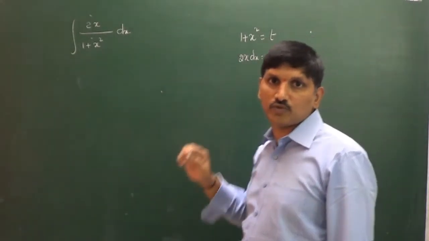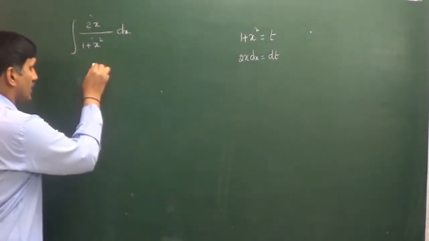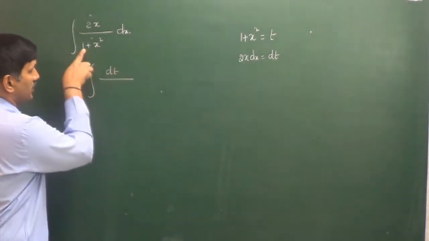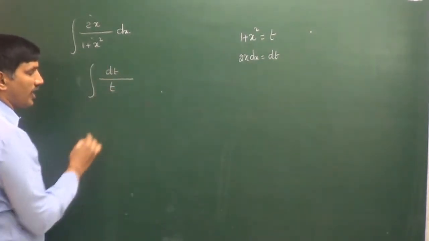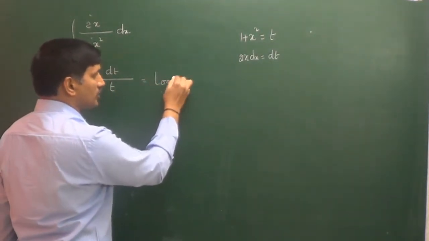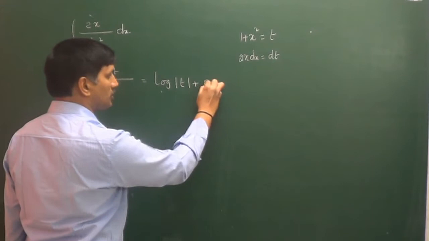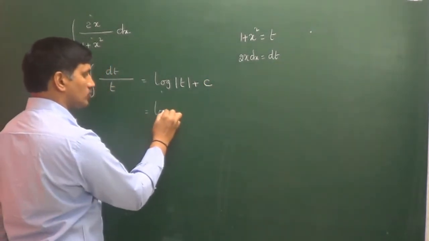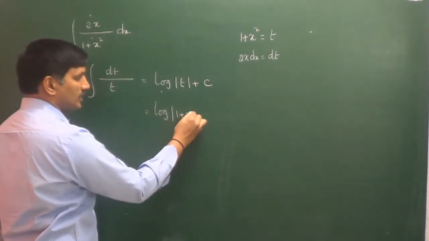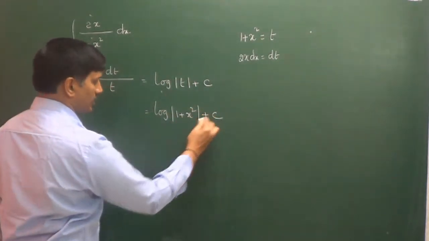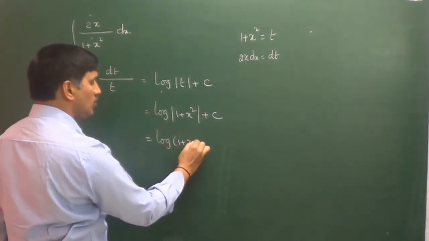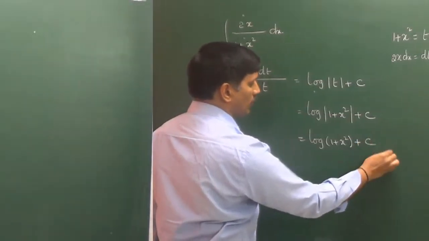Now because of this substitution, the question changes to the integration of dt divided by t, since in place of 1 plus x square we write t. Integration of dt by t is equal to log mod t plus the constant of integration, that is equal to logarithm of mod 1 plus x square plus c. Whether we write the modulus or not makes no difference, the reason being 1 plus x square is always positive.